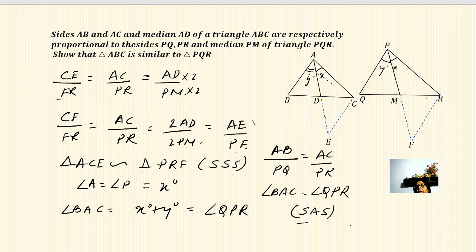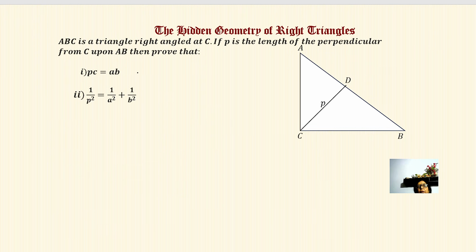In a similar way, we can write similarly, this angle can be proved equal as y degree, and you can say that the summation of x plus y, that is angle BAC, will be equal to angle QPR. So the bigger triangles, that is ABC and PQR, will be similar because we have two sides proportional given and the included angle are equal. So by SAS criteria, the two triangles are similar. So that was how we proved that particular question.